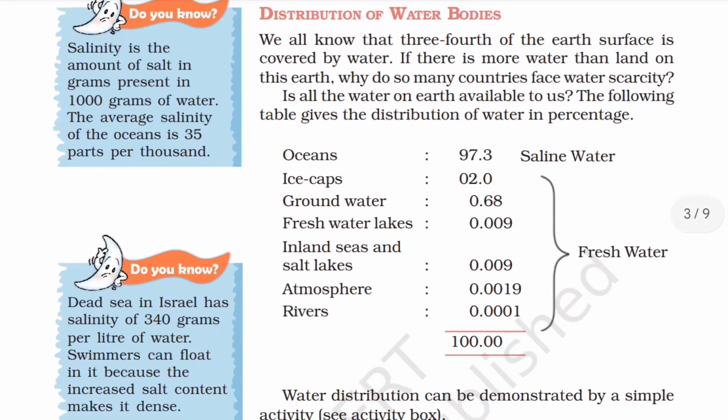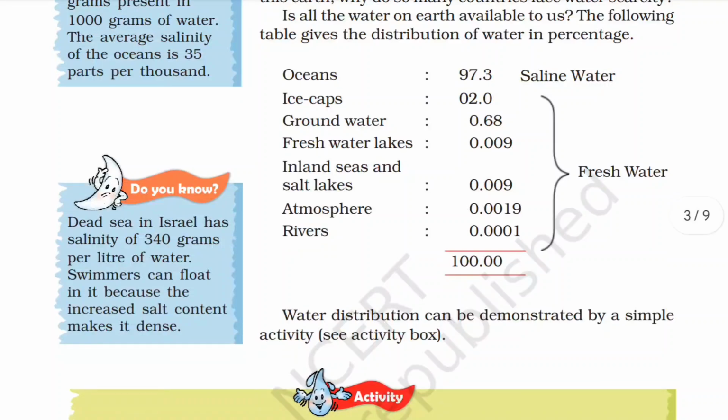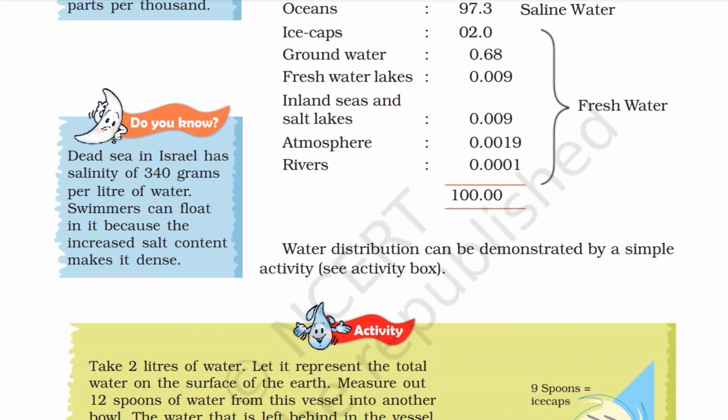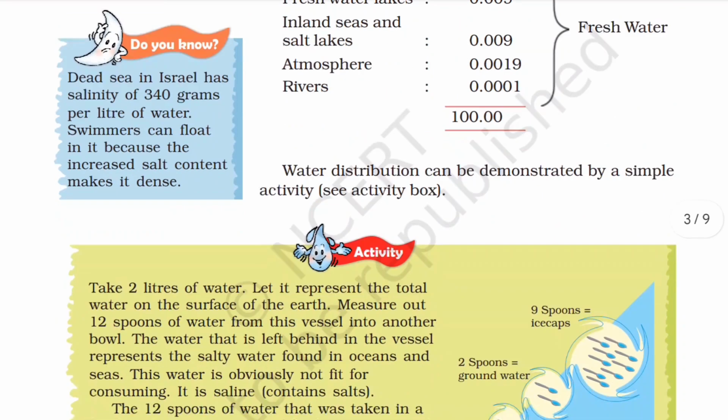Salinity is the amount of salt, in grams, present in 1000 grams of water. The average salinity of the ocean is 35 parts per thousand. Do you know the Dead Sea in Israel has a salinity of 340 grams per liter of water? Swimmers can float in it because the increased salt content makes it dense. Water distribution can be demonstrated by a simple activity.